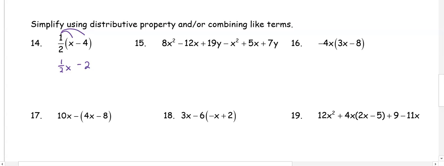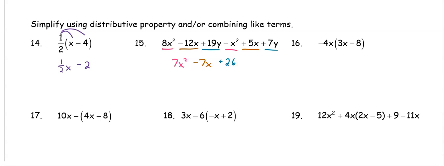In 15, when we're combining like terms, remember that it needs to be the same variable to the same exponent. So we have x squared and x squared. 8x squared minus x squared is 7x squared. We have -12x plus 5x, which is -7x. We have 19y plus 7, which is plus 26.